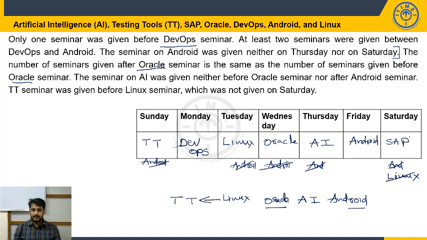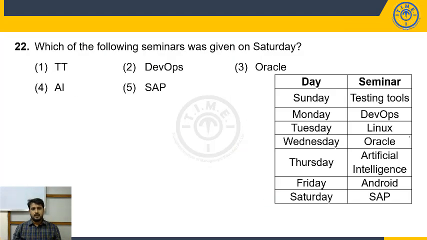Very easy set, right? Yes, in RRB clerical prelims, you will get the easy puzzles. At least 35 questions can be attempted in 20 minutes. Which of the following seminars was given on Saturday? SAP, choice 5.